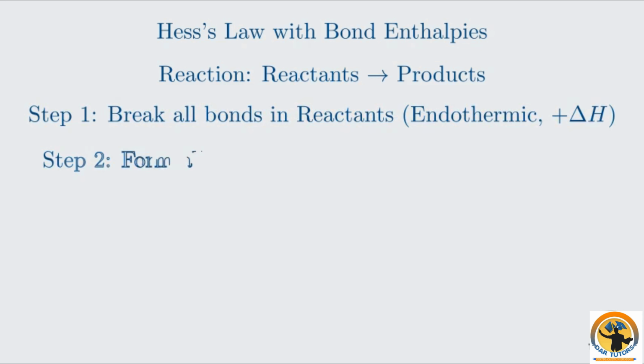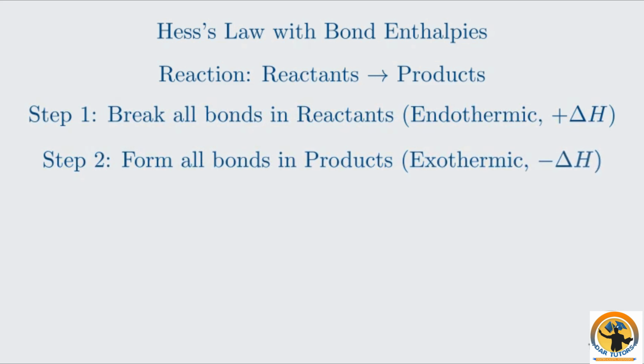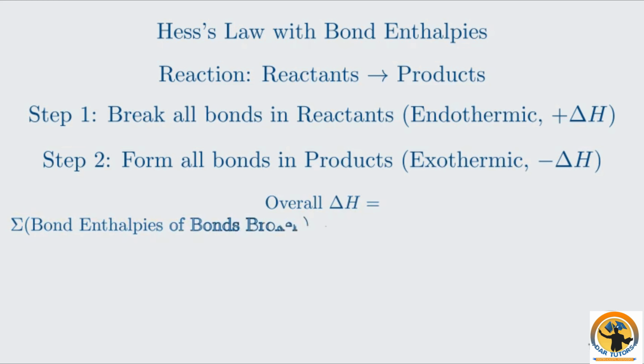Second, we form all the new bonds in the products, which is an exothermic process and releases energy. The overall enthalpy change of the reaction, according to Hess's law, is the sum of the enthalpy changes for these two steps. This gives us our key formula. The enthalpy change of the reaction equals the sum of the bond enthalpies of the bonds broken, minus the sum of the bond enthalpies of the bonds formed.